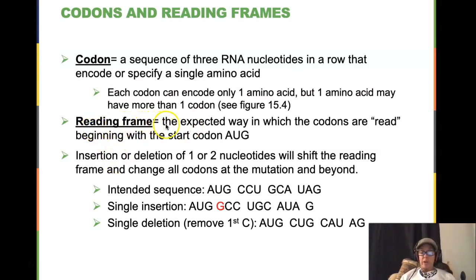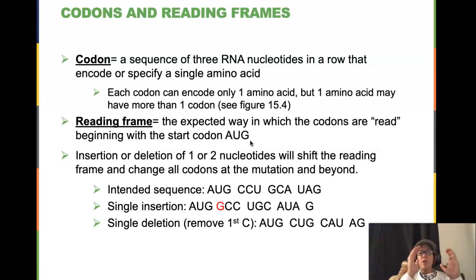The reading frame is how we expect those codons to be read, and the start signal is always AUG. That will always specify for the cell to bring methionine in eukaryotes and a chemical called formylmethionine in prokaryotes. It's still the same amino acid, it just has an additional functional group. So AUG is a signal that tells the ribosome, start here.